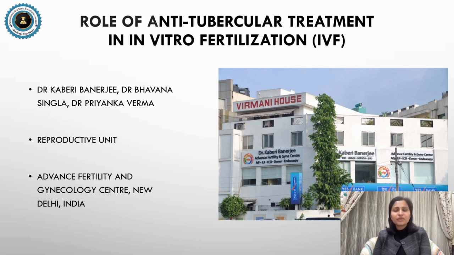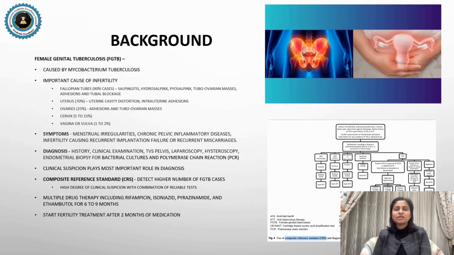Today, I'm going to share my work in this presentation, that is the role of anti-tubercular treatment in vitro fertilization, that is IVF. Female genital tuberculosis, a female genital tract infection, is caused by Mycobacterium tuberculosis, and it is an important cause of infertility. In 90% of cases, it affects the fallopian tubes, causing tubal blockage, hydrosalpinx, or pyosalpinx, tubo-ovarian masses.